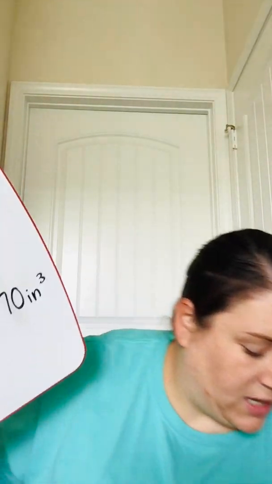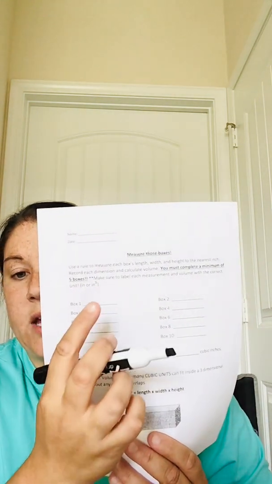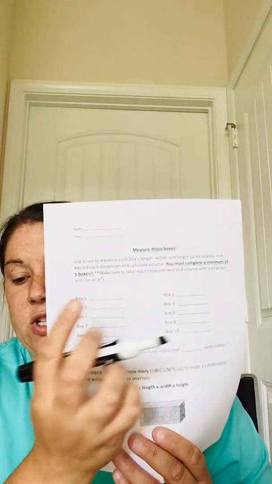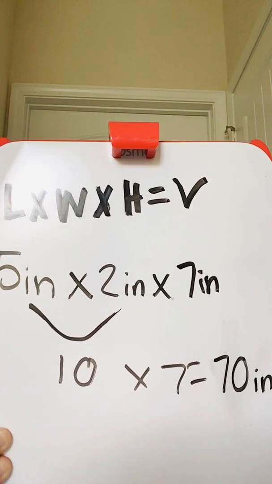So on my sheet for box 1, I would want to write 5 inches times 2 inches times 7 inches equals 70 inches cubed, okay? Just like that. Then I'm going to do my second one.